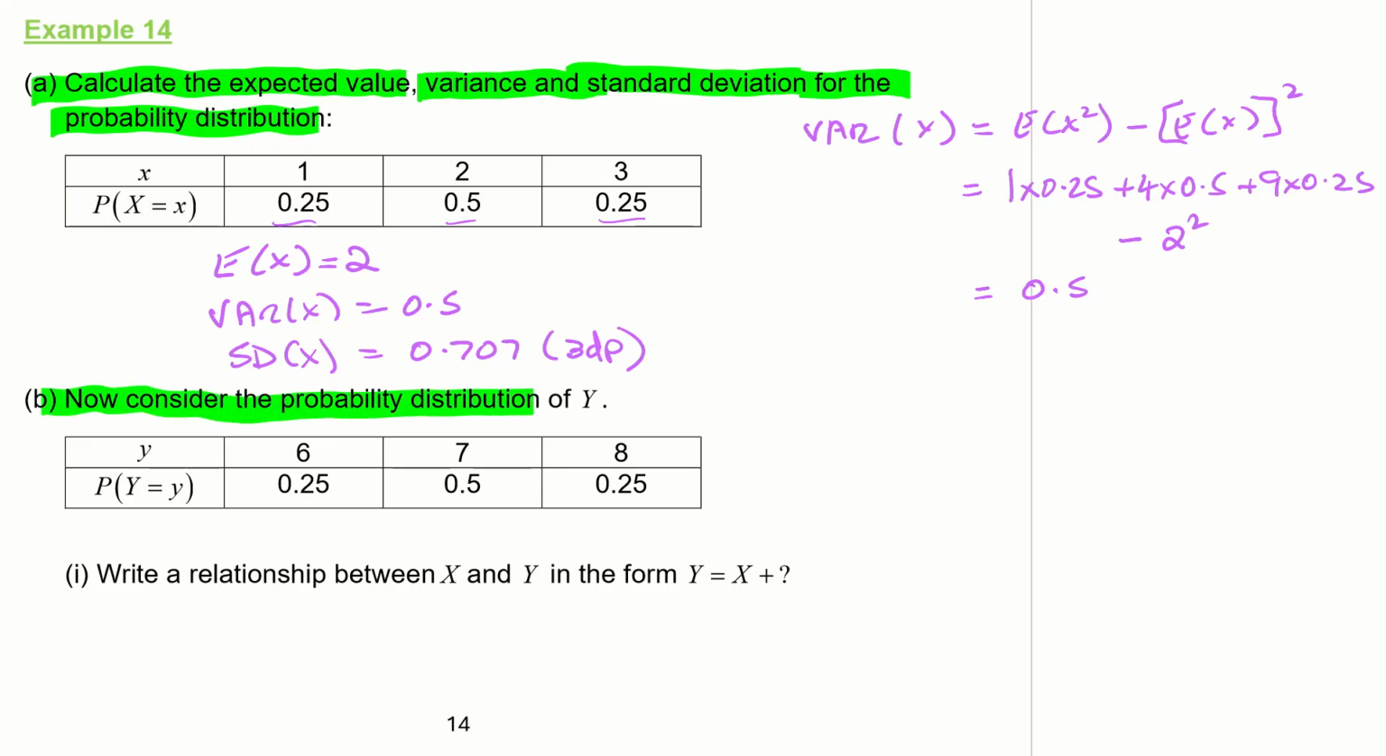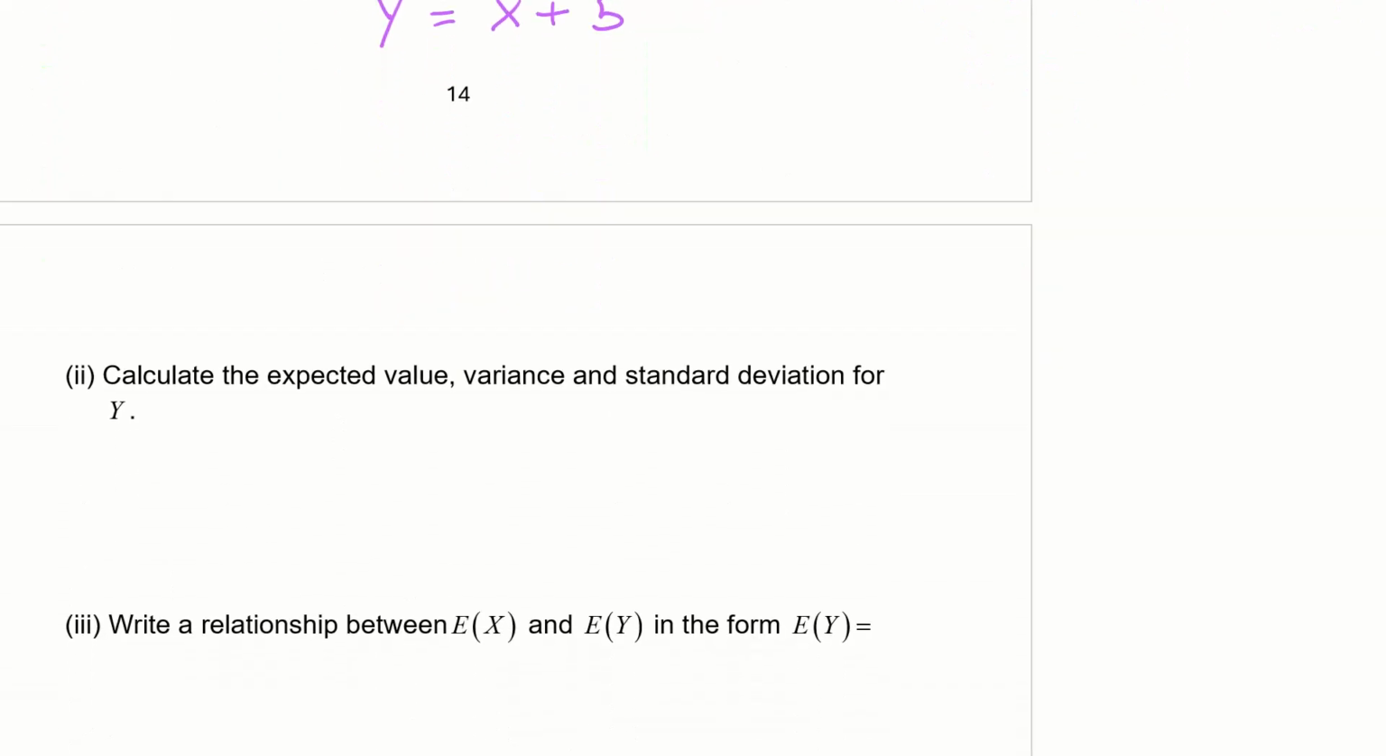Now consider the probability distribution of y. And we can see 6, 7, 8, the probabilities are 0.25, 0.5, 0.25. So it is the same distribution, just moved up by 5 units. Therefore, we can say y is equal to x plus 5. We want to calculate the expected value, variance and standard deviation for y.